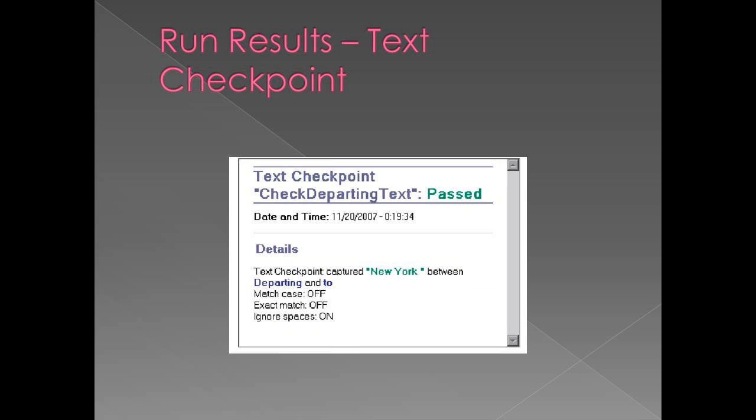7. View the results of the text checkpoint. In the results tree, expand Flight Confirmation, Mercury, and highlight Checkpoint Check Departing Text. In the Details pane, you can review the details of the text checkpoint. The checkpoint passed because the actual text matches the expected text.